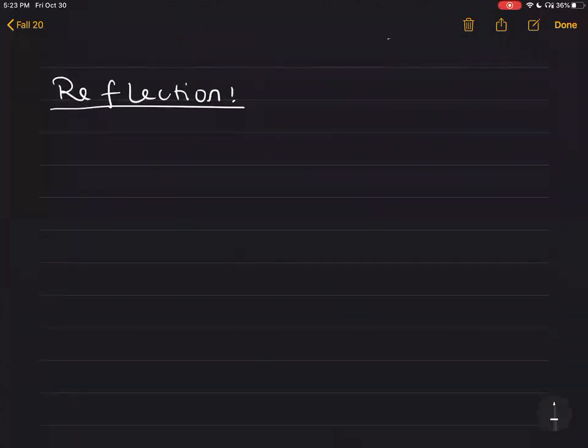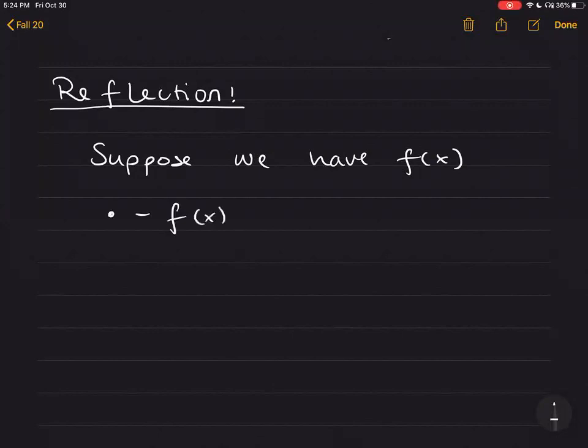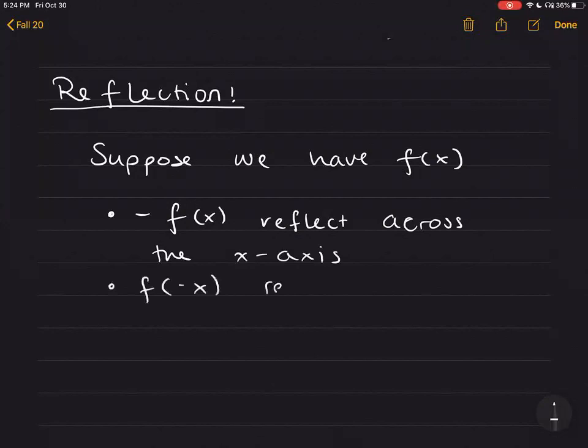But as far as reflection goes, let's suppose we have f of x, and reflection's pretty simple. It's only got 2 sort of rules. If you have negative f of x, so if the negative's on the outside, we're going to reflect across the x-axis. And if the negative is on the inside, we're going to reflect across, you guessed it, the y-axis.